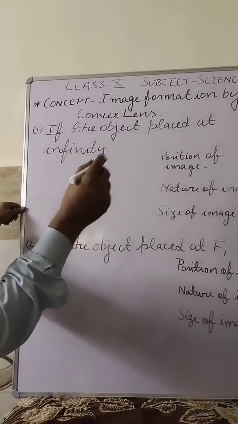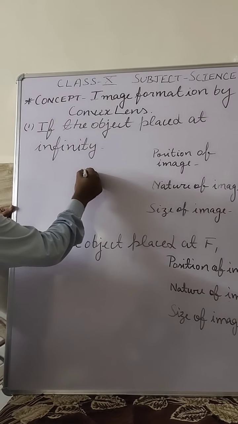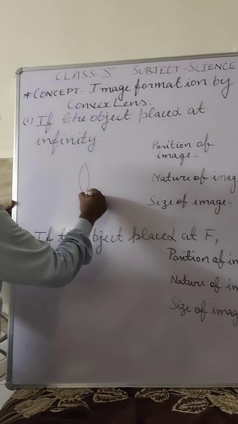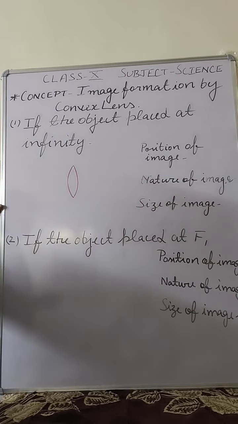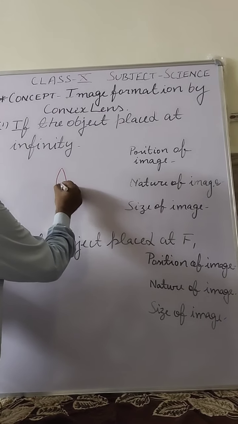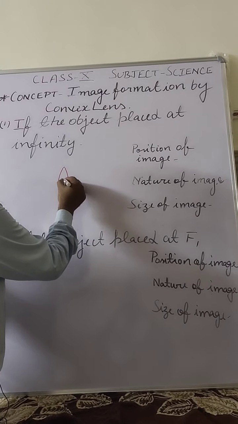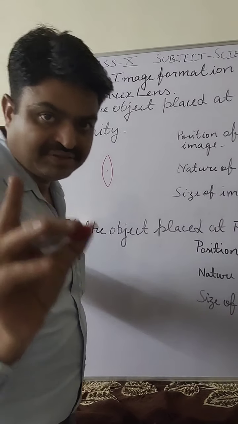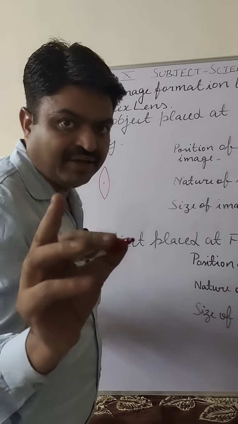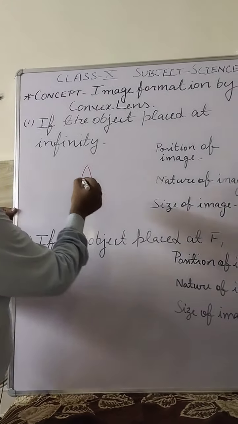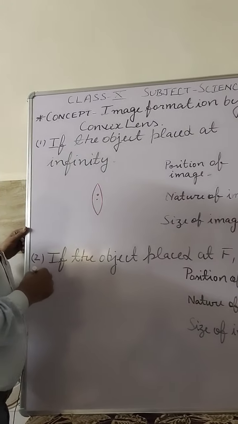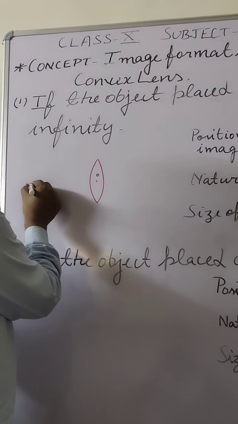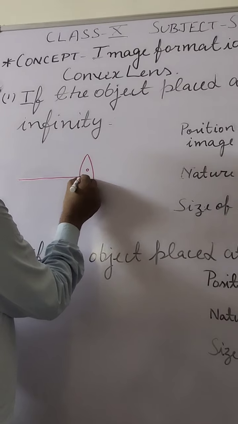So first, what will you do? You will draw the convex lens like this. Now, you will find the midpoint of this, and this midpoint is known as the optical center. What do we call it? We call it the optical center. This is the optical center. Now you draw a line through this optical center like this.